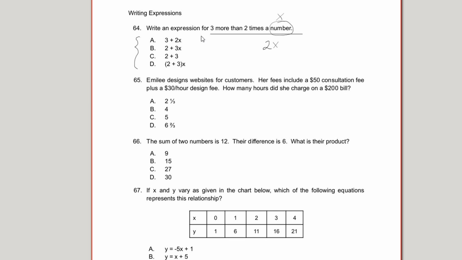And really, I can start looking at this because that's the only thing we're multiplying by the number. In this case, C doesn't even have a variable. It can go out. Maybe D's there. B, we're multiplying 3 times x. That's out. And A has multiplying by 2. Well, what else does this say? 3 more than this 2x. So 3 more means we're going to add 3 to 2x. You could write it as 3 plus 2x or 2x plus 3.